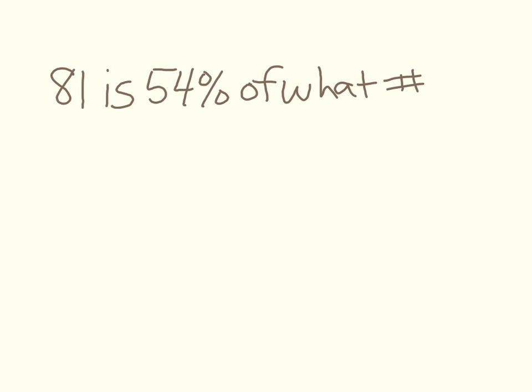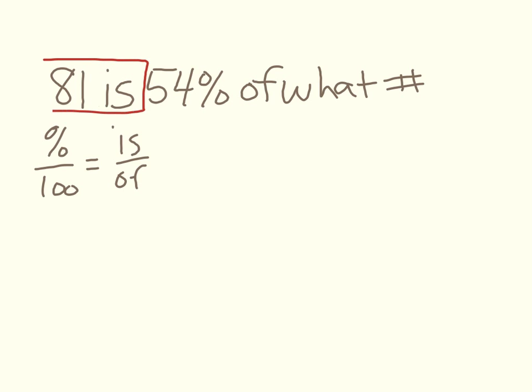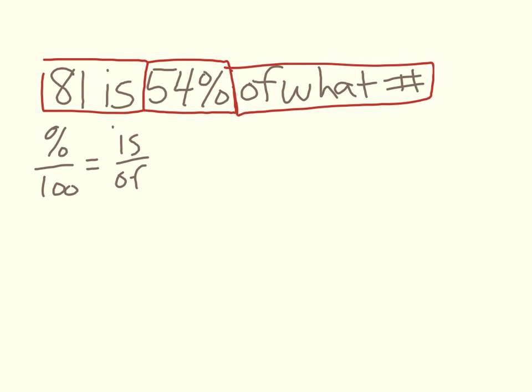Okay, here's our next problem. 81 is 54% of what number? So use the formula. Percent over 100 equals is over of. Now, you've got some parts. 81 is, that's the first part. 54% is a part, and of what number is a part? Put them all in the right places in the formula. So, 54 over 100 equals 81 over of, because of is what we don't have.